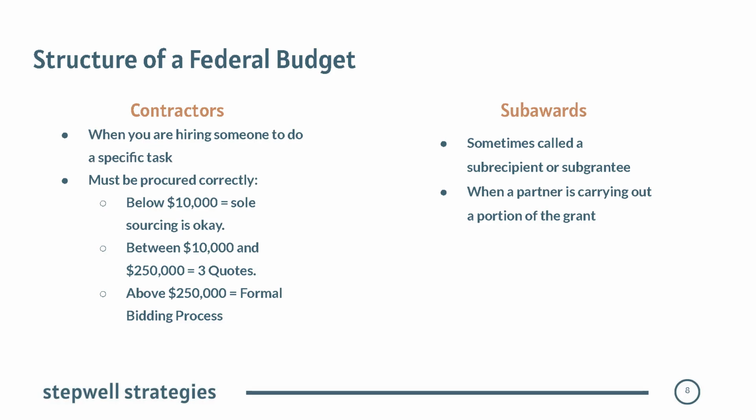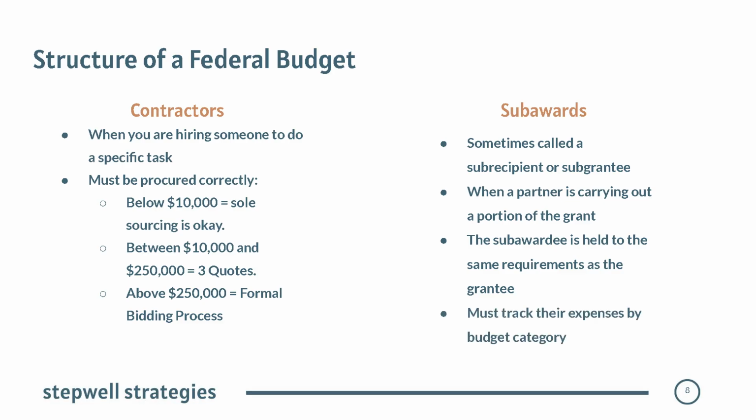While you can name subawardees in your application without a procurement process, it is important to note that these partners will have to comply with the same federal requirements as the main grantee, tracking expenses and costs by individual budget category.